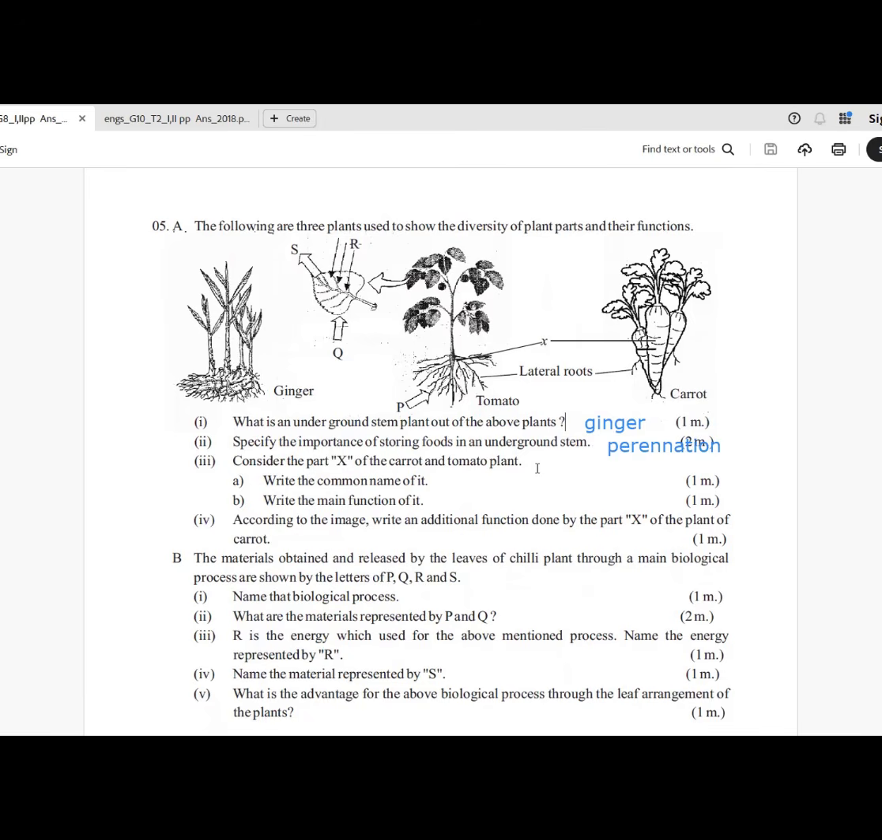Consider the part X of the carrot and tomato plant. Write the common name of it. Write the main function of it. According to the image, write an additional function done by the part X of the plant of carrot. Storing food.